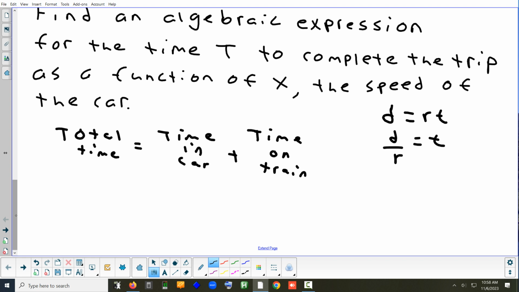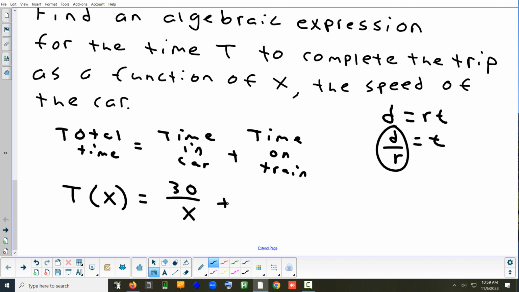And our time is going to be a function of x. So we're going to write the time as a function of x. Now the time in the car is the distance in the car divided by the speed of the car. What's the distance that she traveled in the car? Yeah, 30 miles. And then distance divided by rate will give us time. What's the speed of the car? Yeah, x.